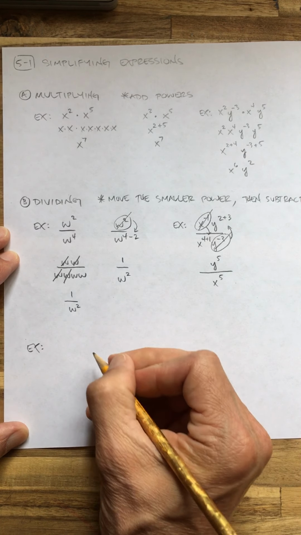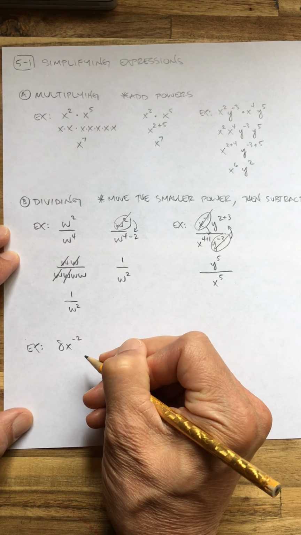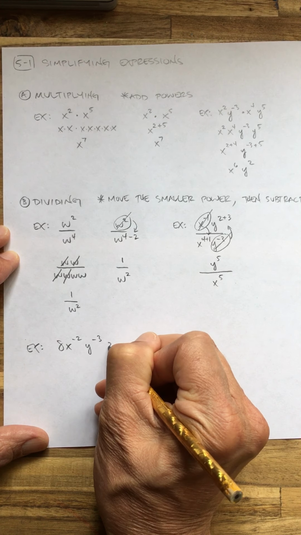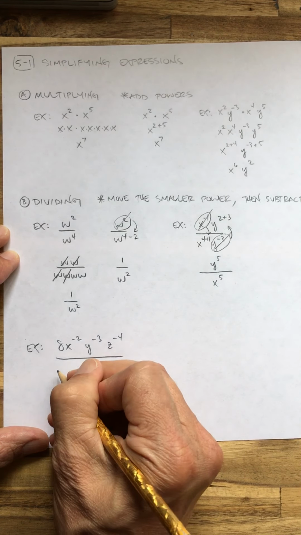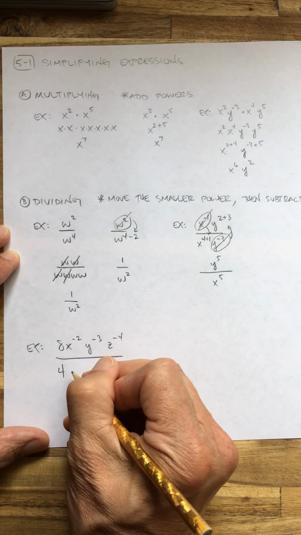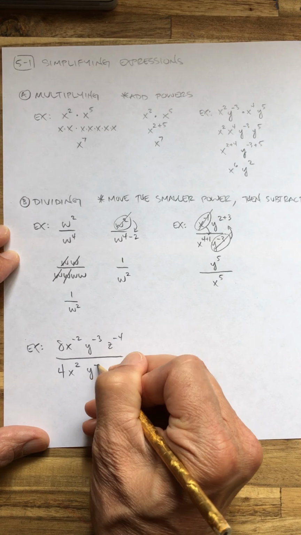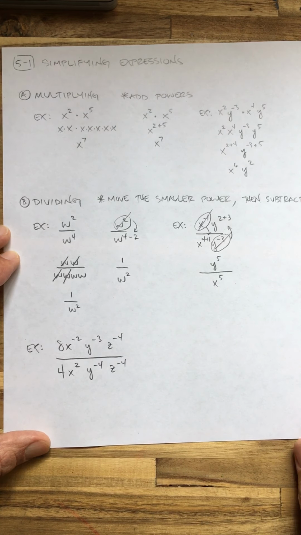Example. 8x to the negative 2, y to the negative 3, z to the negative 4, divided by 4, x squared, y to the negative 4, and z to the negative 4. Okay? All right, now watch how I do this.